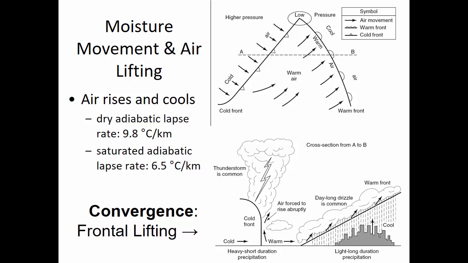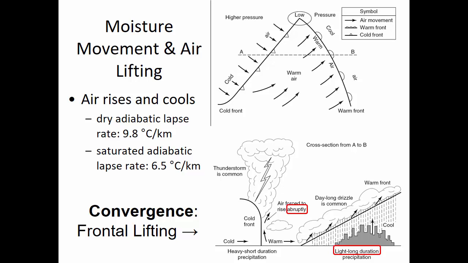And you can read more about it in your book. The thing to keep in mind is that the abrupt, hydrologically significant precipitation occurs as the cold front encroaches on the warm. And it's the light, long duration precipitation that is just kind of a mist, a day-long drizzle. That's caused by it was already cold and now the warm air is coming towards you.